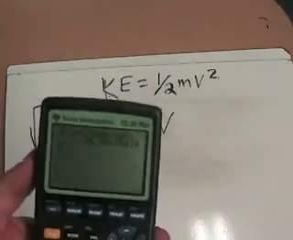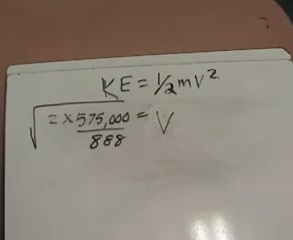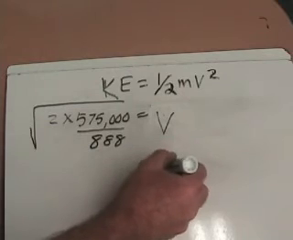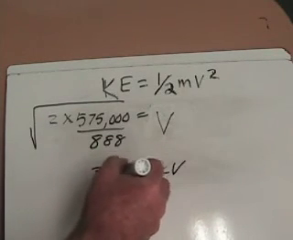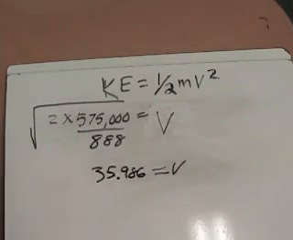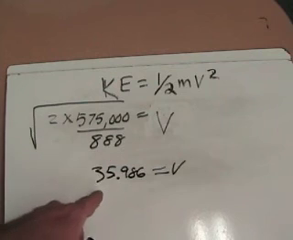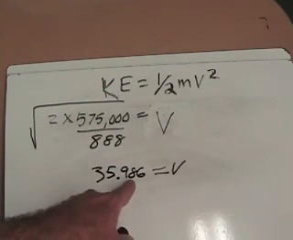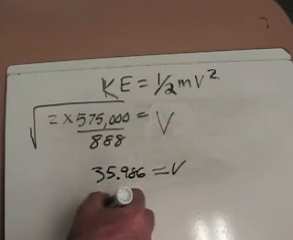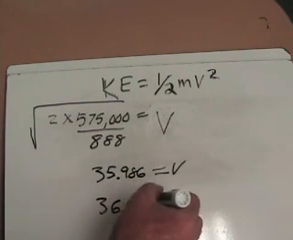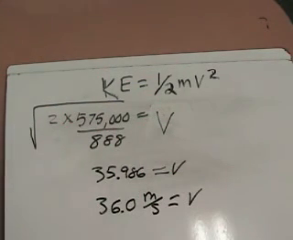The velocity is 35.986. V equals 35.986. I need to round my answer to 3 significant figures. In this case, the 8 is going to round this to a 0, so it's going to be 36.0 meters per second equals the velocity.